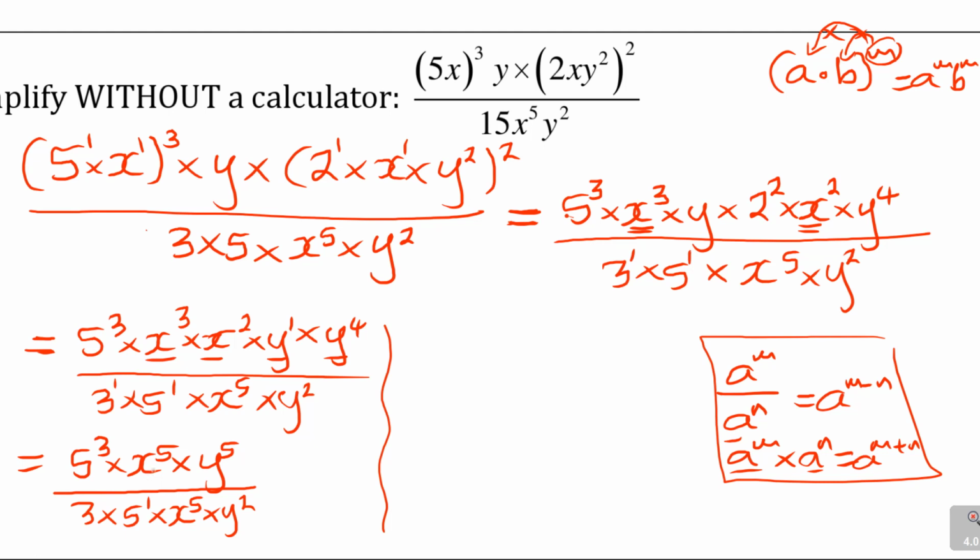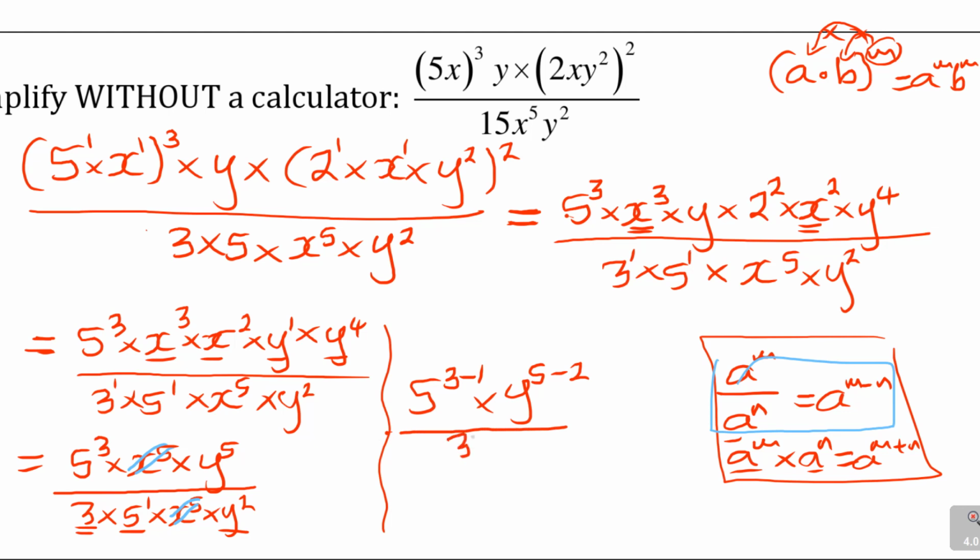I can even cancel this. Look, if it's the same, x to the power 5 and x to the power 5 can simply go. Now I can use this rule. When it's dividing, what do I do? I subtract. Look at the 5. It will be 5 to the power of 3 minus 1, times y to the power of 5 minus 2. But for the 3, I didn't find anything, so I still maintain it and say over 3.